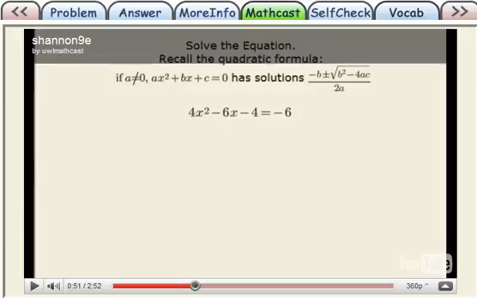One thing I wanted to stress in making my math cast was when I was saying the quadratic formula, I said the opposite of b instead of negative b. And it's just more mathematically correct to say the opposite of b, and that's what we are doing. We are taking the opposite sign of whatever b is.